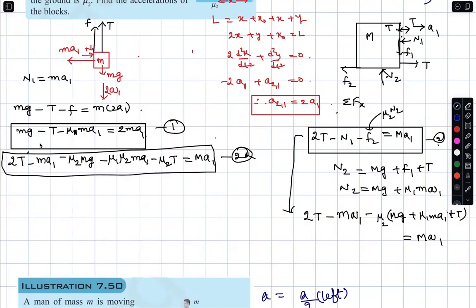Now what you need to do is substitute the tension of equation 1 in equation 2. You will get the answer. It's a jumbo equation.